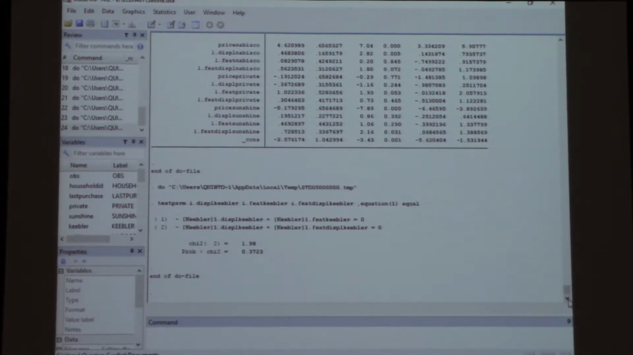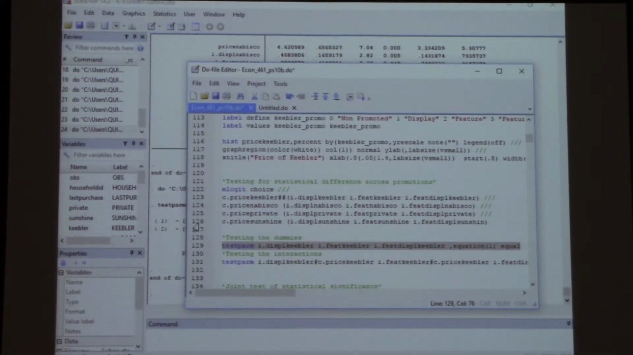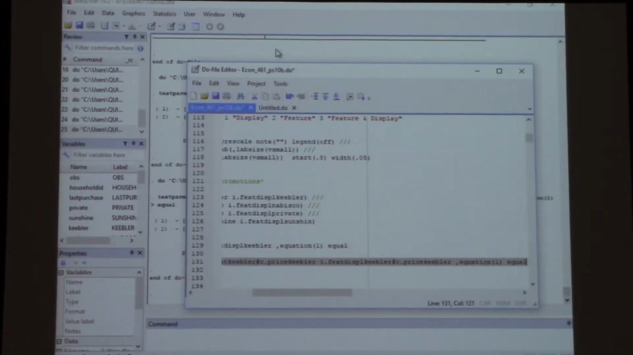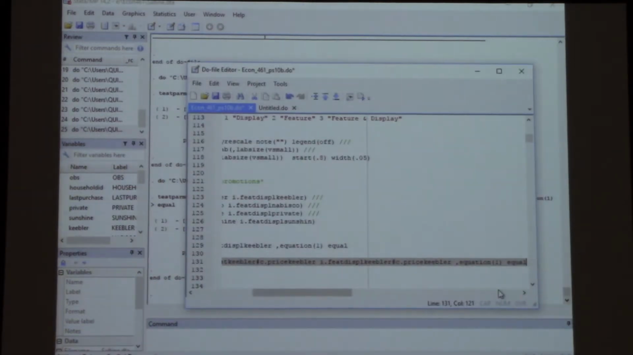Somewhat strange, but I think we'll be able to answer that within the next week or so. This is a test of the slopes, which are the interactions. Similar results. Even though it looks like those slopes were different, they're not statistically different from each other. Again, something interesting that we probably want to investigate.